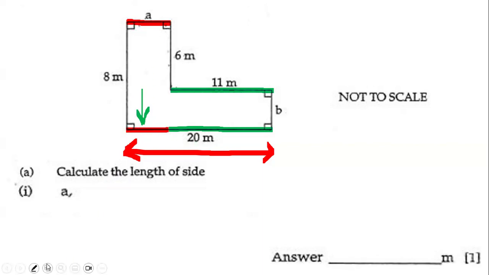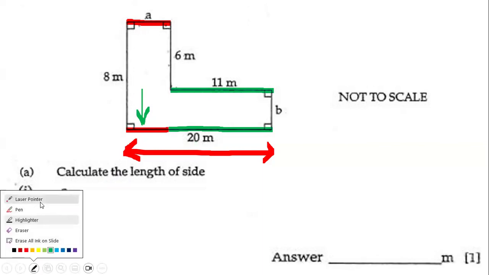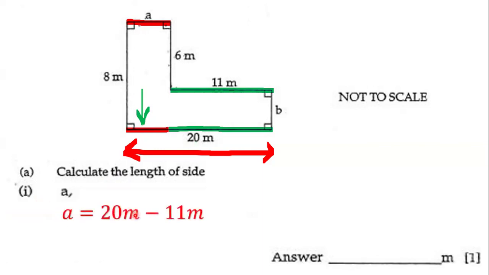And so that means that if we want to figure out what is the length of A, we have to do 20 meters minus 11 meters. And 20 meters minus 11 meters is definitely 9 meters. And so that means that the length of A is 9 meters.